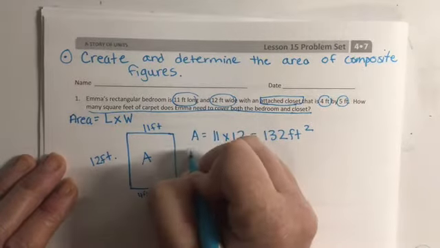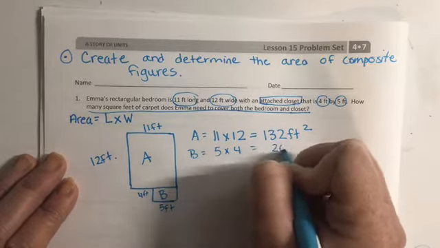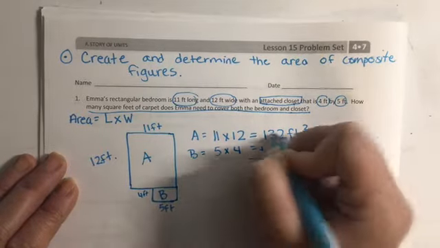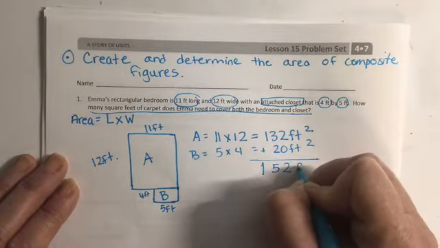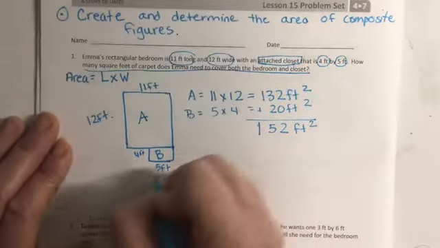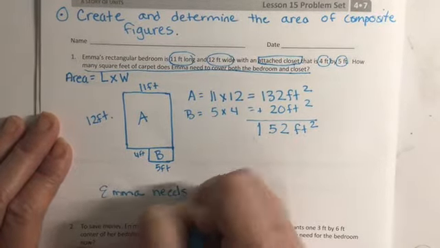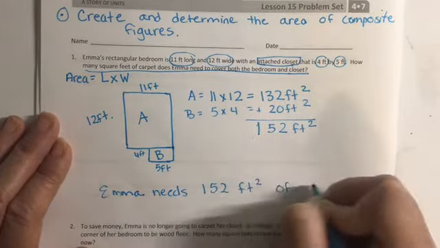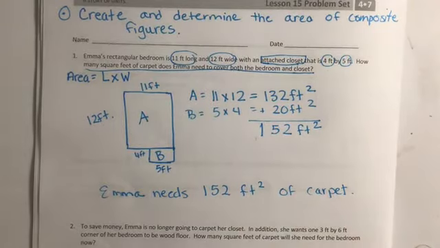Okay, B is going to be 5 times 4, which is 20 feet squared. Now I just need to add these two together. 2, 5, and 1, and that is 152 feet squared. Let's write that as a sentence. Emma needs 152 feet squared of carpet. At any time, if you need to pause the video, go ahead and pause it to slow down.